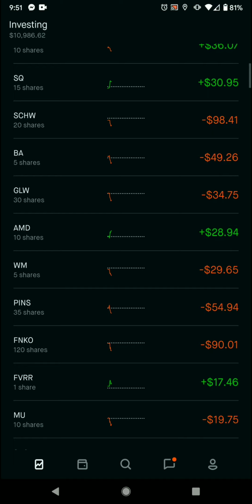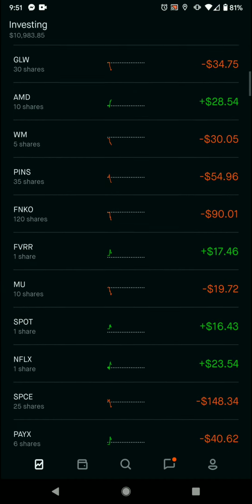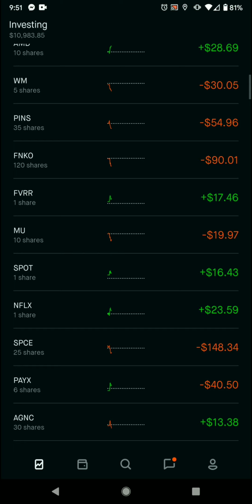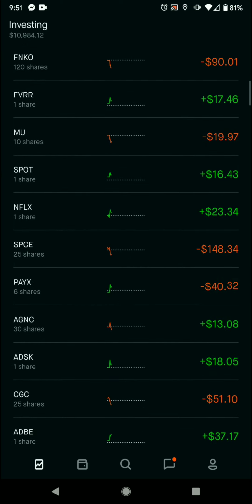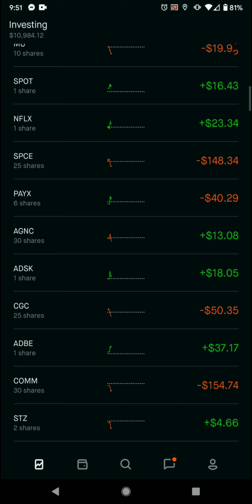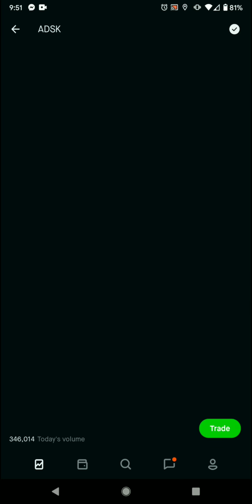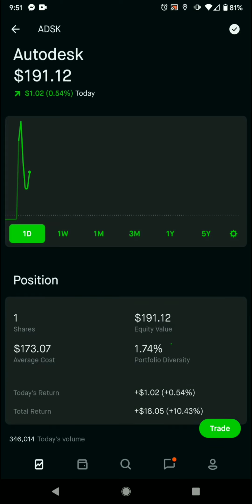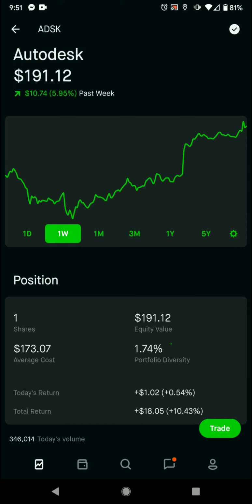Of CashApp, Robinhood, and WeBull, I've been invested in Robinhood the longest, and my portfolio is primarily sourced here. Hopping into my one share of Autodesk, you'll see we have a little bit more data when it comes to a company and where it's headed, where it's been.